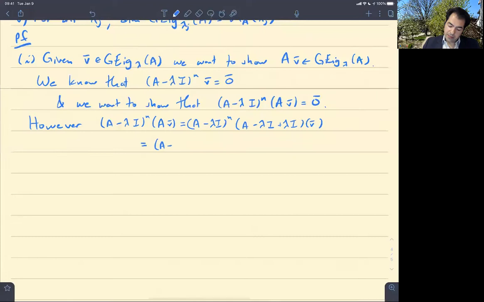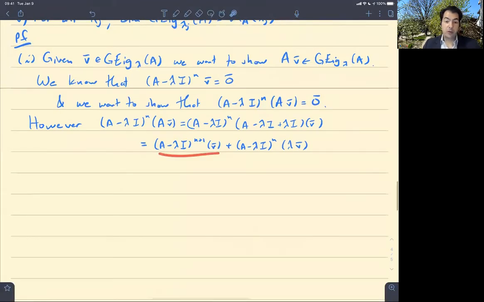Now we get (A minus lambda times the identity) raised to the n plus 1th power applied to V plus (A minus lambda times the identity) to the nth power applied to lambda times V. Right? Now, this first term is 0 because V is in the null space of A minus lambda times the identity. And for the same reason, the second is 0 because I can take this lambda and pull it out. So both of those are 0, and altogether, this is equal to 0. So that proves 1.